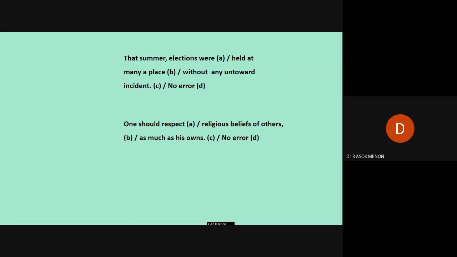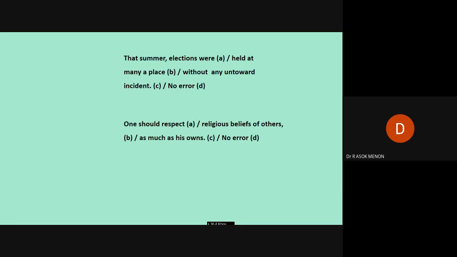Now the explanation goes like this. Listen well. In fact, this sentence contains no error. Your choice should be D, no error. Summer elections were, no error. Grammatically, it is perfectly right. Held at many a place, it is perfectly all right. Without any untoward incident, that part also contains no mistake.